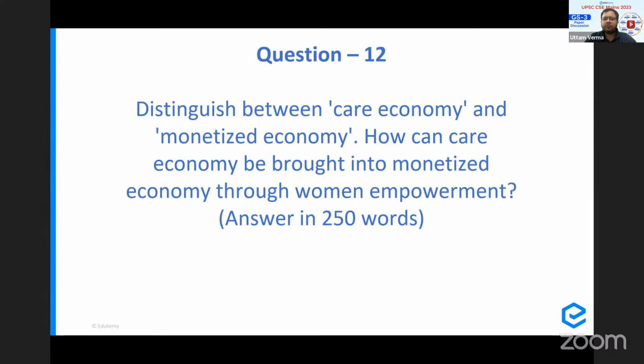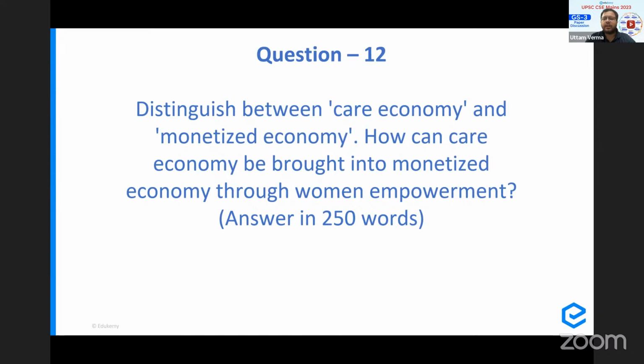So the first part of the question is basically to distinguish between care economy and monetized economy. What is care economy? It is unpaid and informal caregiving work. It is often provided by women within the household. For example, our maids, our cooks are components of the care economy. The services they provide are cleaning the household, cooking, taking care of the elderly. But the issue is their contribution is not reflected in the GDP.